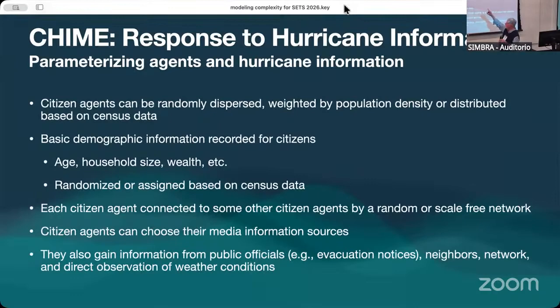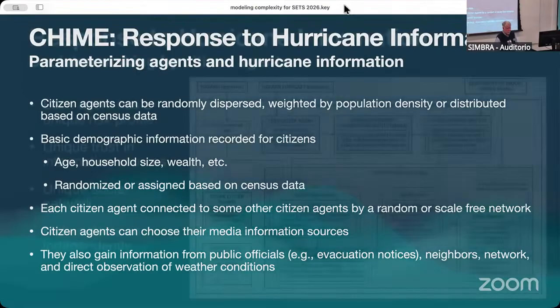We either let the citizen agents be randomly distributed within these regions, or we distributed them according to population density in counties so that they're more realistic. And we could just have them use their risk profile in a random way, or we could have it be affected by their age, their household size, their wealth, whether they had children, things like this. And each citizen agent is connected to not everybody, but some other citizen agents in a social network. And they can choose their media sources. And of course, they can observe their neighbors and observe conditions where they're at.